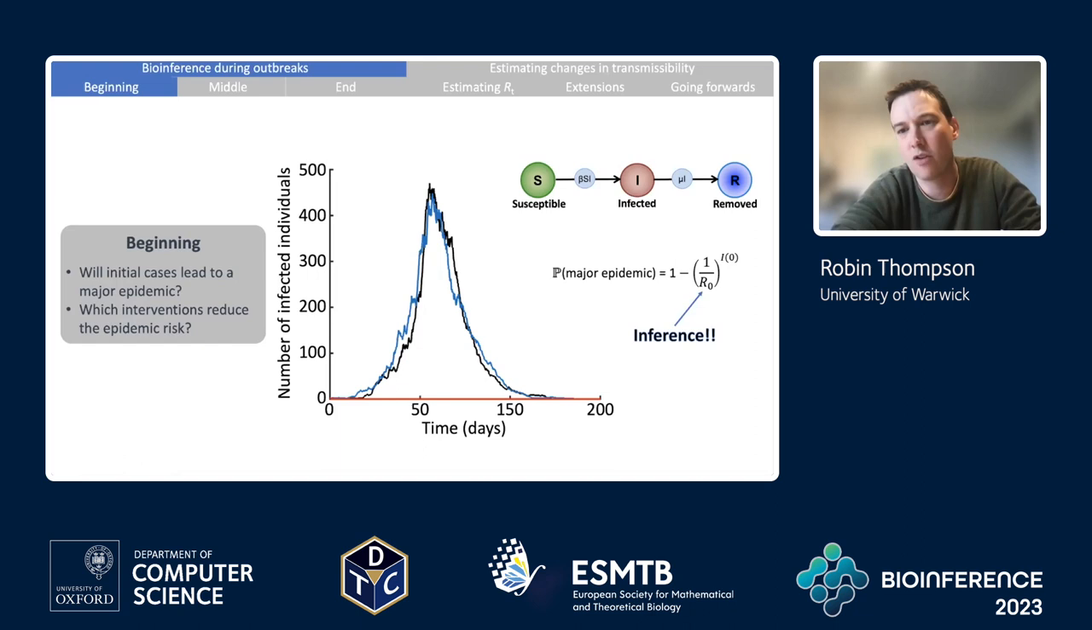And of course, in order to know the basic reproduction number, inference is the key thing. You need to take data from an ongoing outbreak and estimate pathogen transmissibility. That's the key thing you need to do in order to know how likely it is that early cases of disease are going to lead on to a big epidemic. So that's the beginning of an outbreak.